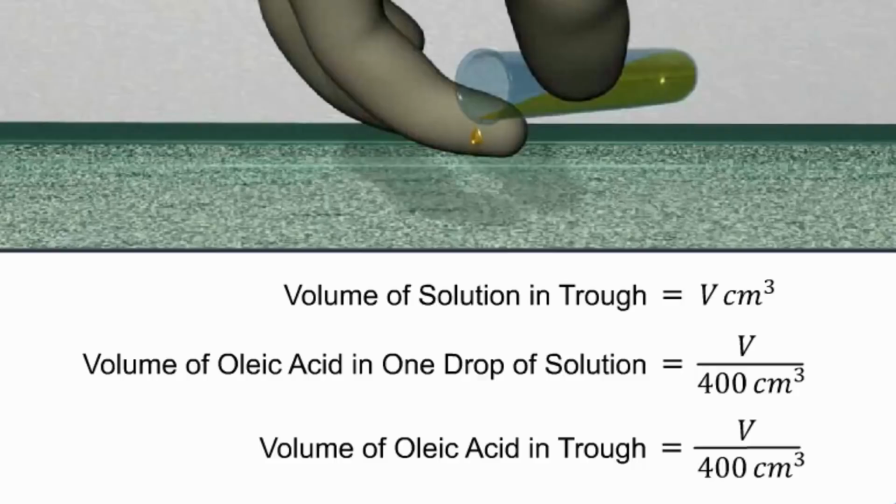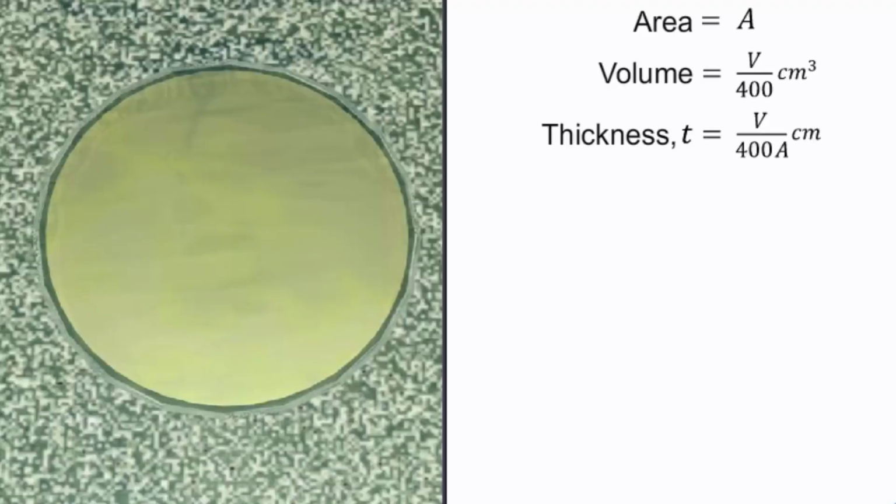Now that we have the area and volume of the thin circular film, we can get its thickness, T, as the ratio of volume to area. T is equal to V by 400 A centimeter. If we assume that the film is monomolecular, as the concentration is very low, the thickness of the film becomes the size of a molecule of oleic acid.